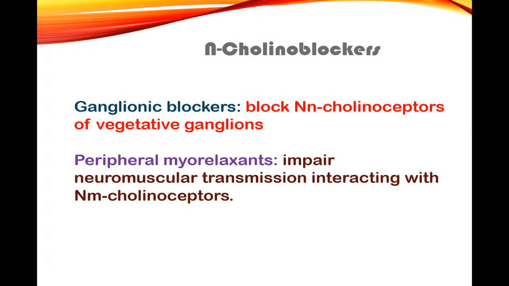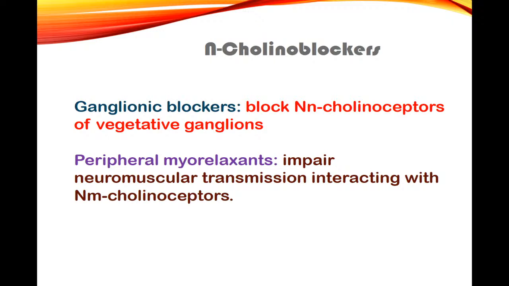Let us continue our lecture. The next group of anticholinergics are N-cholinoblockers. They include ganglionic blockers and peripheral myorelaxants.